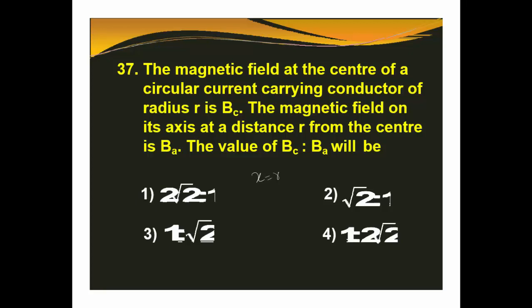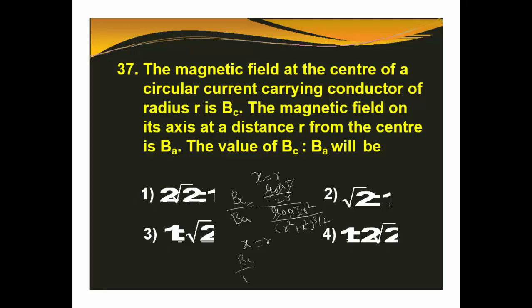So what is the formula for BC and BA? I'll write here BC by BA. The center formula is mu naught n i by 2r. The axis formula is mu naught n i r square divided by r square plus x square raised to 3 by 2. Substitute x equal to r. Mu naught n i all will cancel.